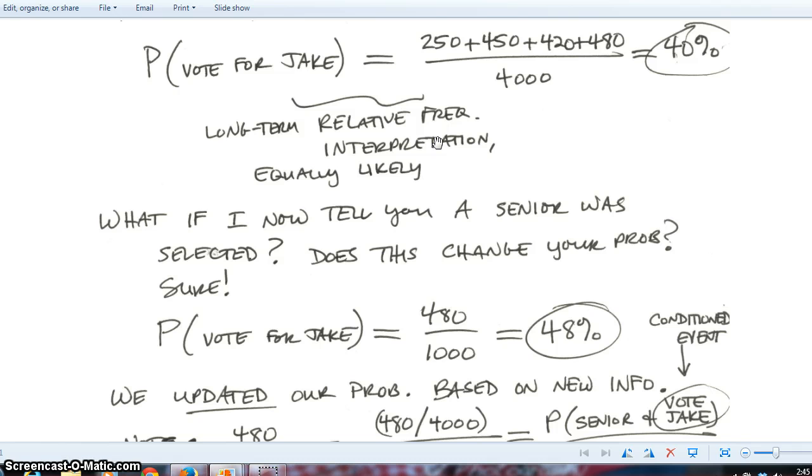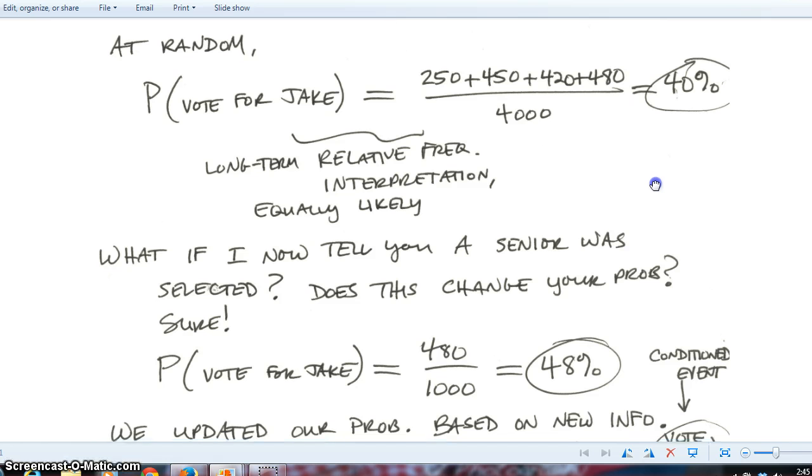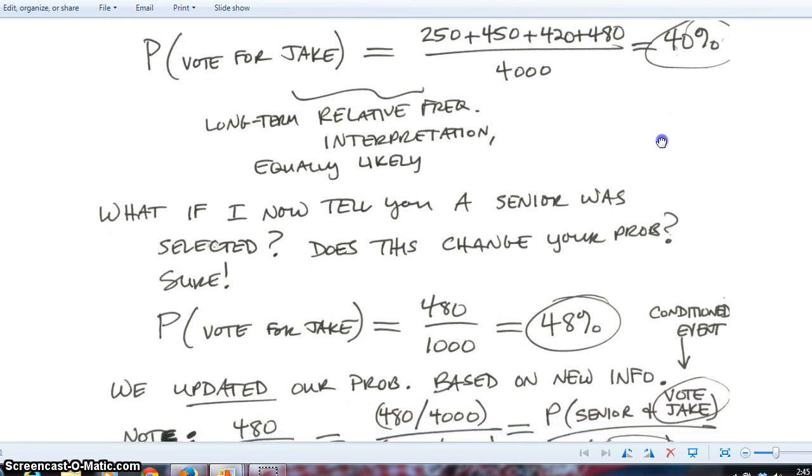Say you can see their year in class, something by their student ID, but you can't see their picture or anything. Is this going to change your mind about the probability? If you had to make a bet, would you still rely on the 40%, or would you change it? Well, hopefully you would change it.